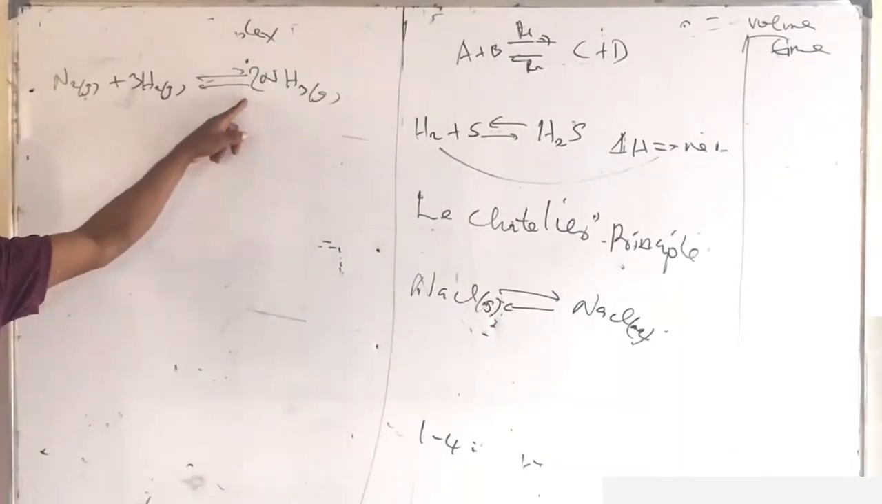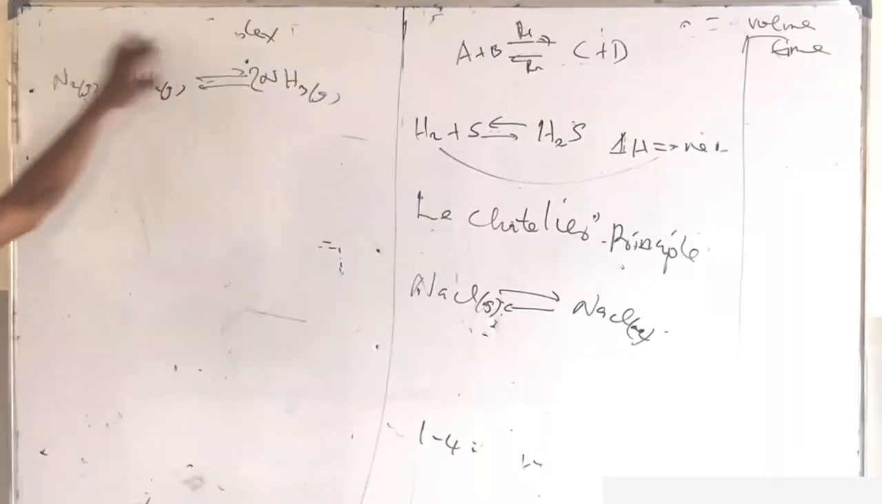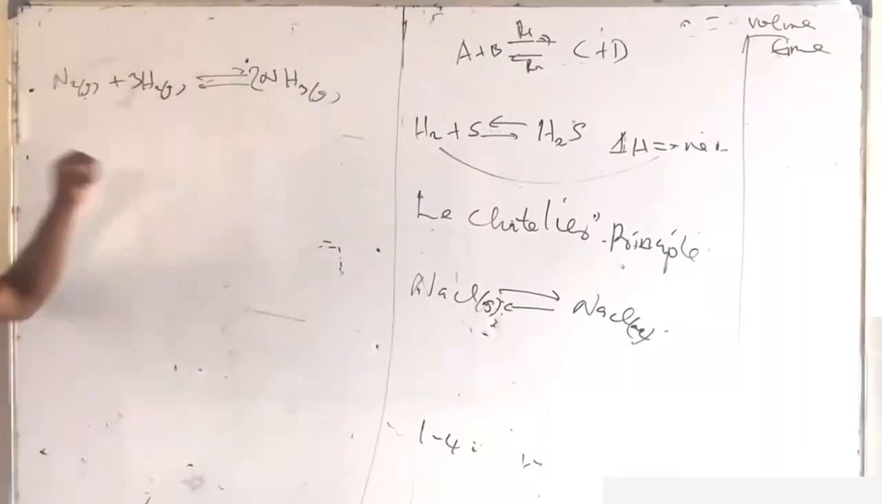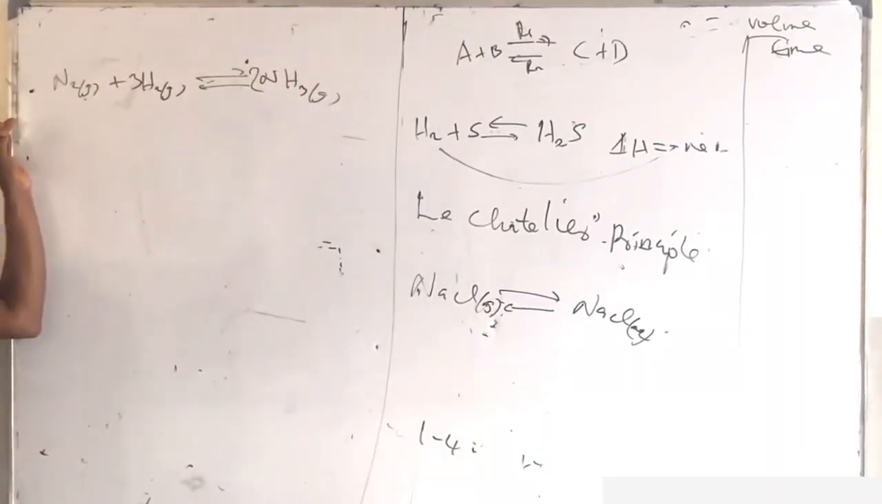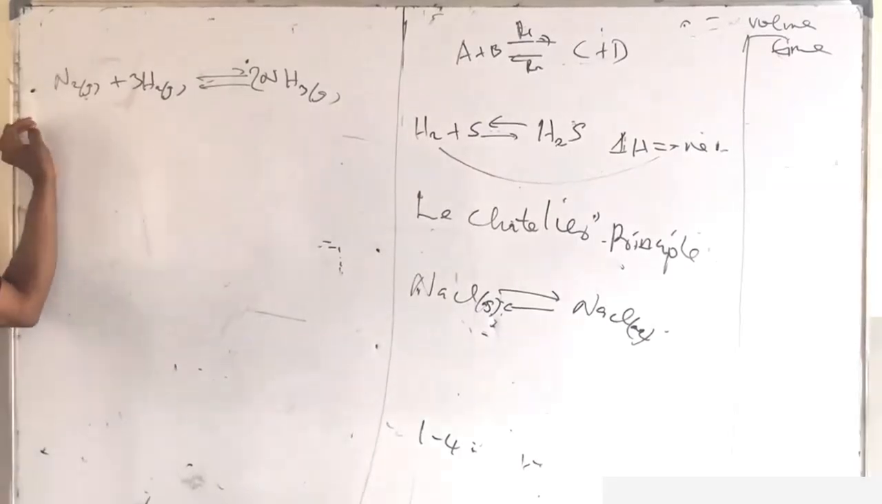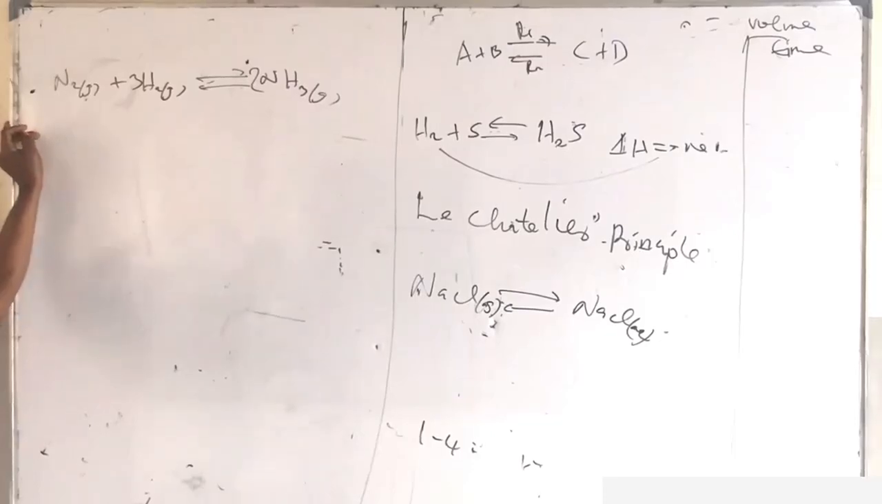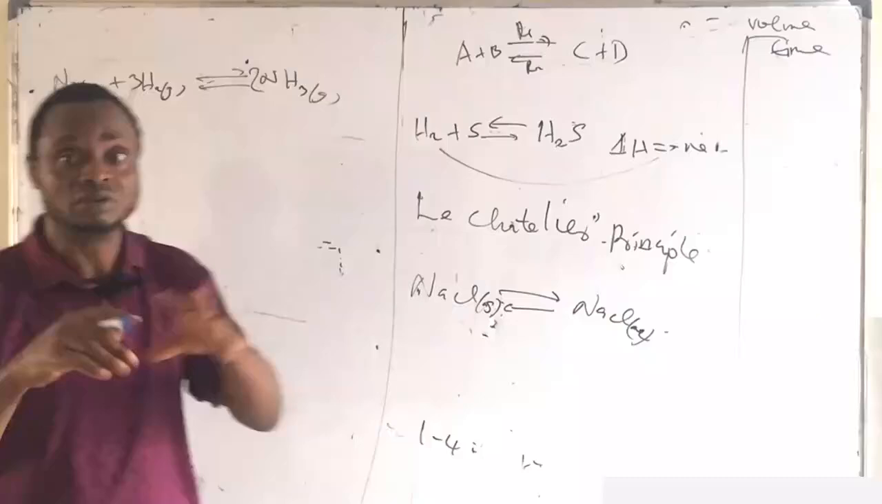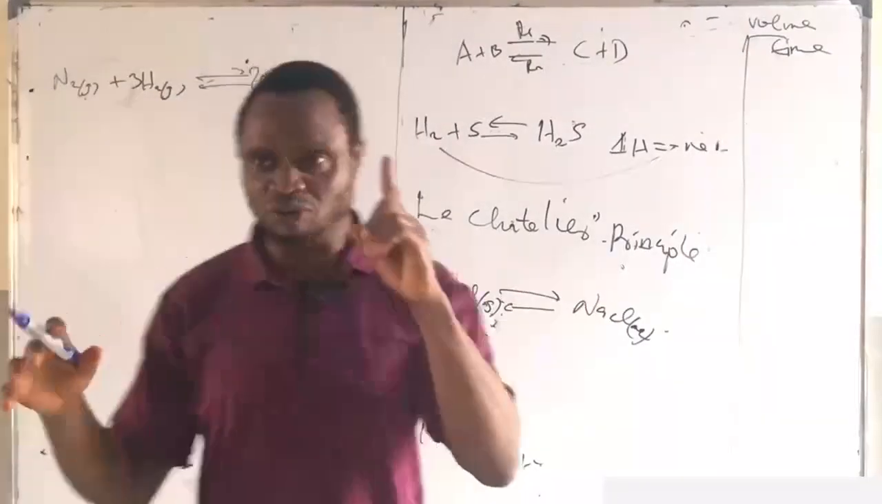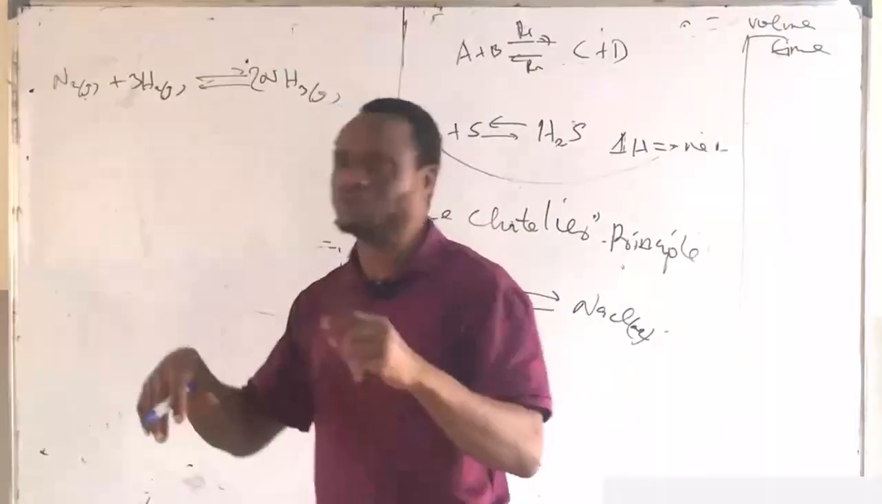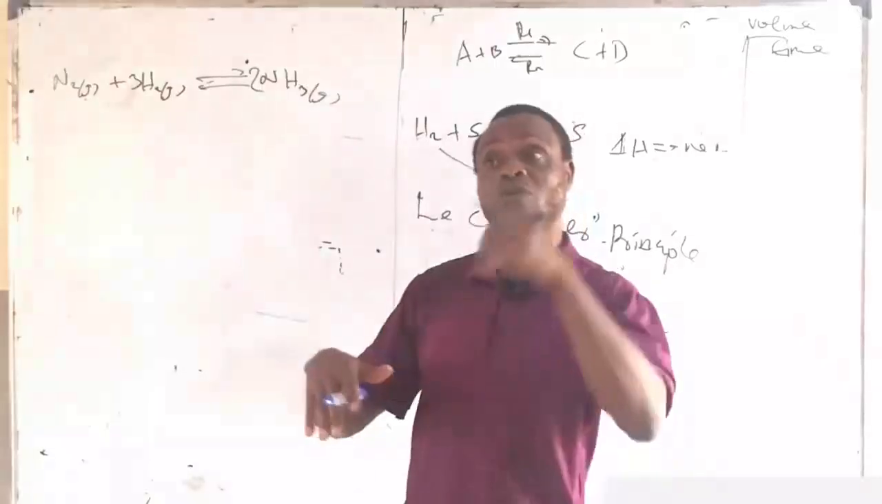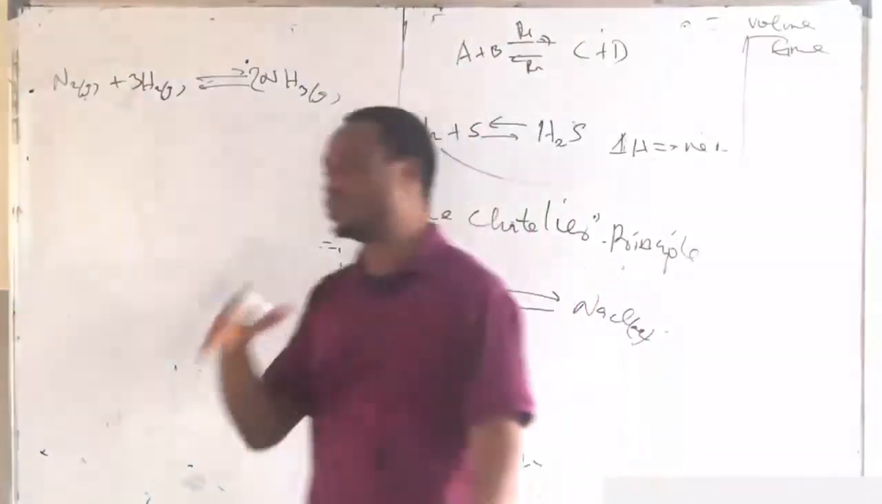A difference in what? Volume. And when there's a difference in volume, then an increase in pressure favors the side with what? Less volume or moles. You got the point? Increase in pressure favors the side with less volume or what? Moles. That's number one you must know. And vice versa, which means a decrease in pressure favors the side with what? More moles.